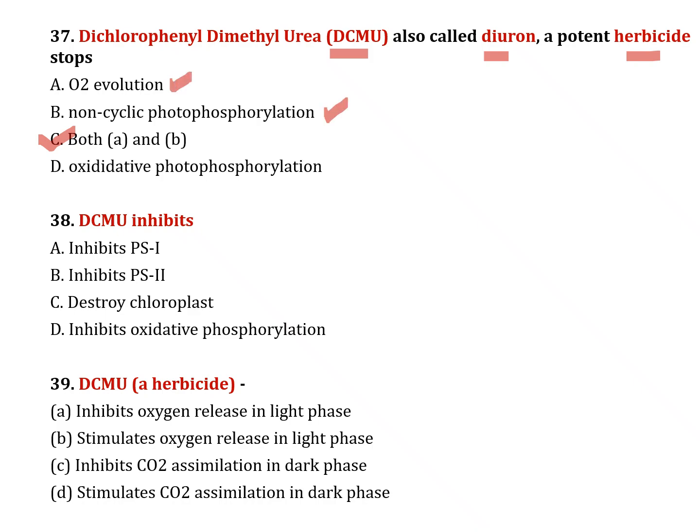The next question, number 38. DCMU inhibits option A PS1, option B PS2, option C destroys chloroplast, option D inhibits oxidative photophosphorylation. Correct answer is option B inhibit PS2. The next question, number 39. DCMU, a herbicide. Option A inhibit oxygen release in light phase. Option B stimulate oxygen release in light phase. Option C inhibit carbon dioxide assimilation in dark phase. Option D stimulate carbon dioxide assimilation in dark phase. Correct answer is option A inhibit oxygen release in light phase.